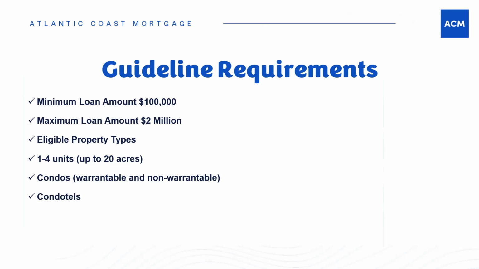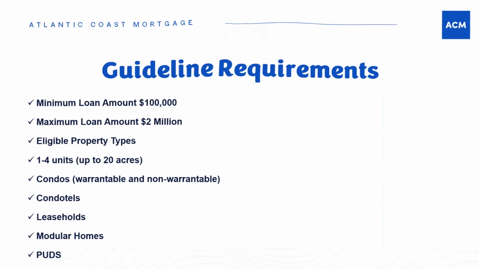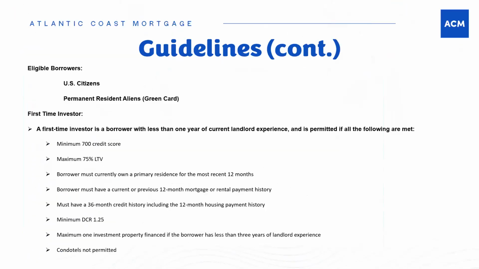Of course, like I mentioned before, we can do condo tels and leasehold. So if somebody would own the property, but it's on a leasehold, meaning they're paying lot rent, they can actually do the loan as well on that. And of course, like I said, modular homes are eligible. And then planned unit development. So any kind of HOA or PUD, as they call it, you can do a DSCR loan in those areas. Some more guidelines.